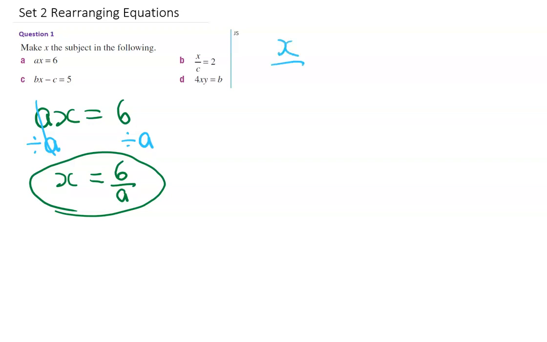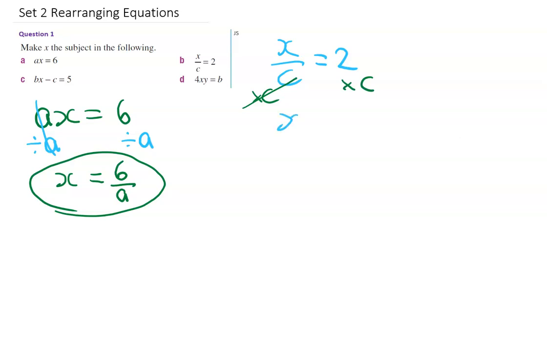B says x over c is equal to 2. All right, what is stopping the x from being all by itself? Well, it's got this divided by c. What's the opposite of dividing by c? It's timesing. So let's times by c to get rid of it, which means we have to times the other side by c as well.